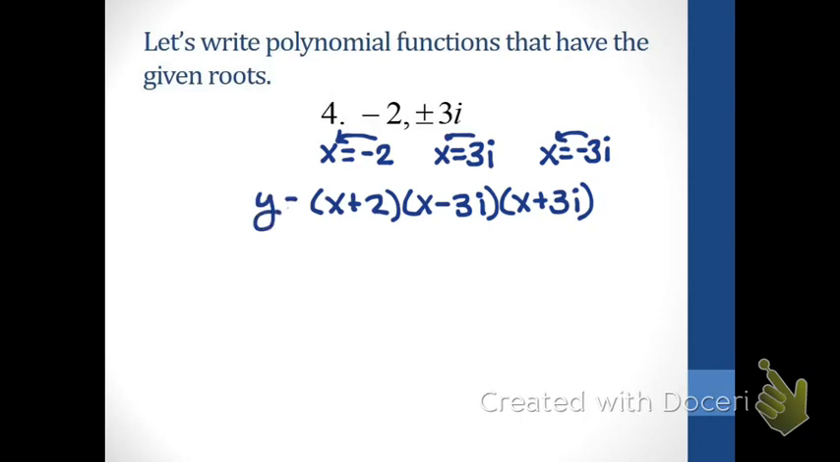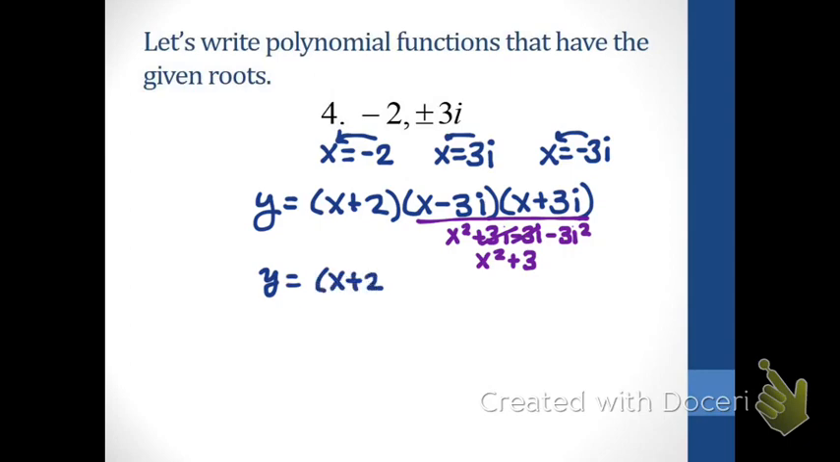We need to make it y equals. And we need to multiply the i's together first. So that's going to be x squared plus 3i minus 3i minus 3i squared. The middle terms knock each other out. We get x squared, and that's going to be plus 3 because i squared is negative 1, so negative 1 times negative 3 is plus 3. So we still have this x plus 2, and we have x squared plus 3 now.